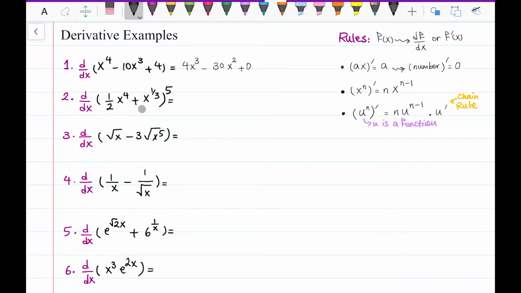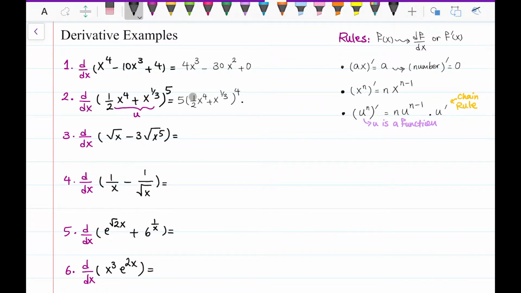As you see here, I have a function to the power of 5. So this thing in here could be u. So I have u to the power of 5. The derivative of that would be 5 times the function, whatever the function is, which is 1/2 x to the 4 plus x to the 1/3, to the power of 4. So I just wrote this part of the chain rule. Now I need to multiply it by the derivative of the function that is inside, the derivative of u.